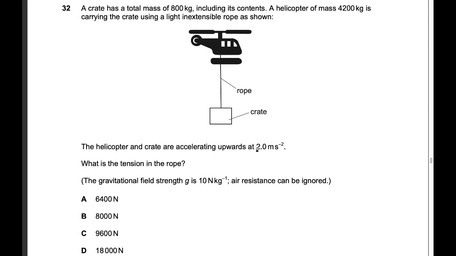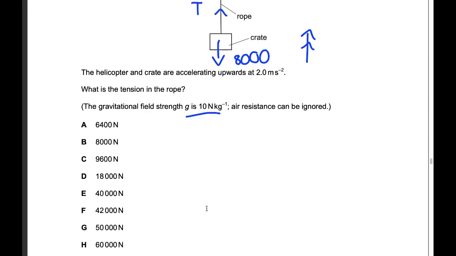Okay, fine. This crate is accelerating upwards at 2 meters per second. So this is just like the question from earlier with the pulley. We've got a tension on. I'm just going to look at the crate right now. We've got the tension on the rope of the crate, and we've also got the weight of the crate, which is going to be 8,000 newtons. 800 times 10, which is my g, mg equals weight.